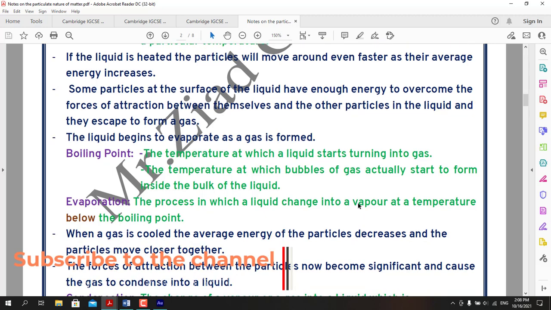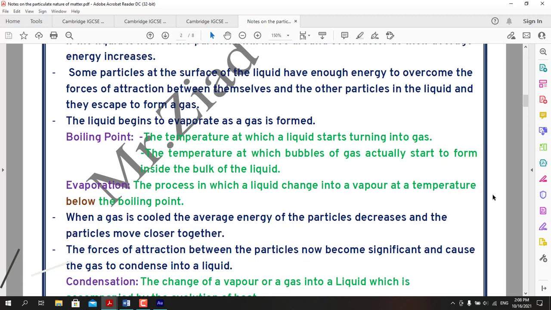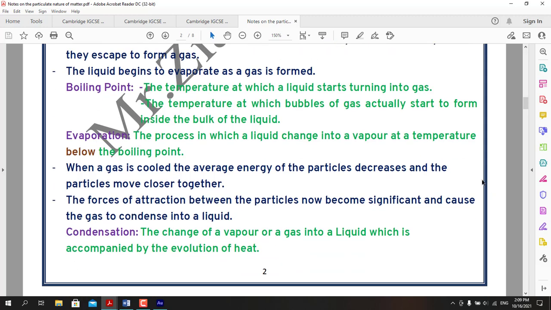Now, the evaporation. Evaporation is the process in which a liquid changes into a vapor or a steam. Of course, steam is for water. Water turning into water vapor or steam at a temperature below the boiling point. Below the boiling point because, as we mentioned, at the surface of the liquid, the particles have more energy, so with a small bit of heating they can break away from the other liquid particles near them, starting to form a gas.